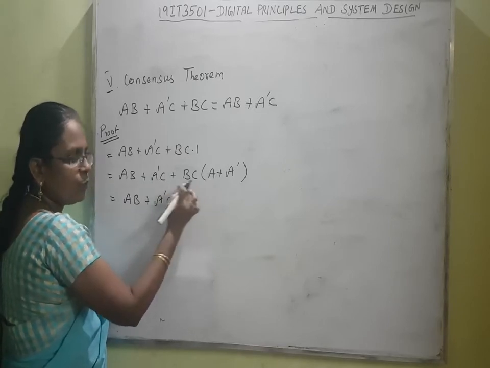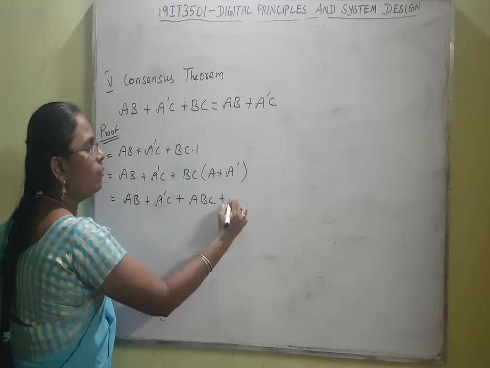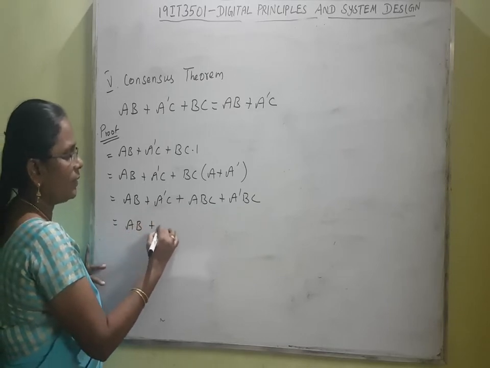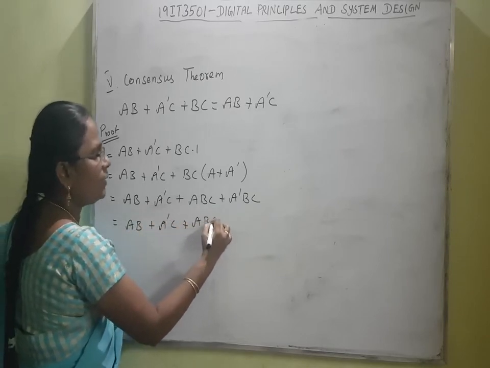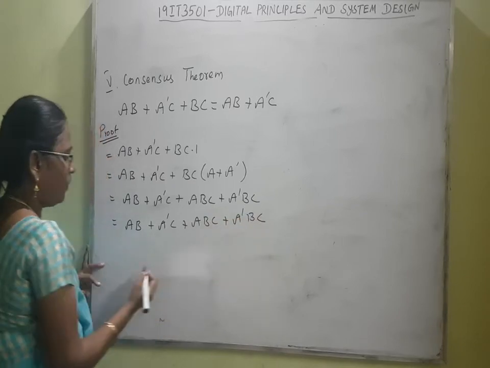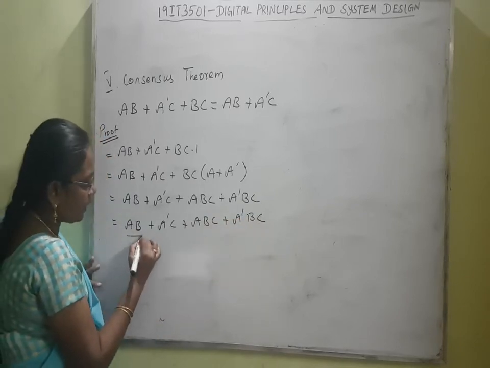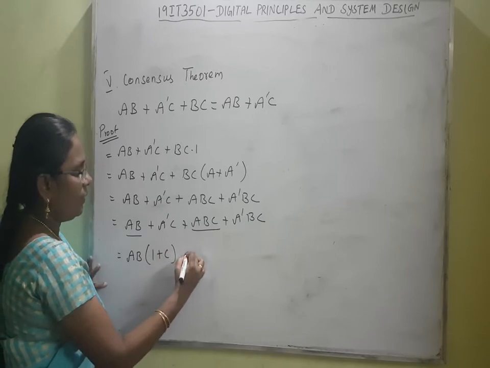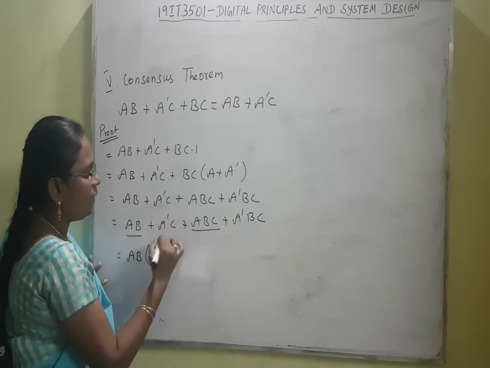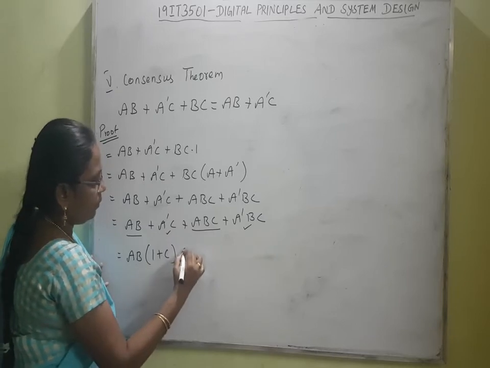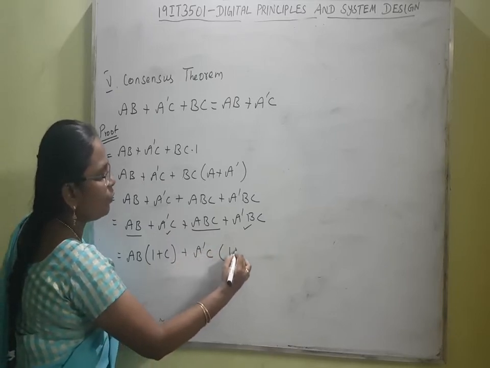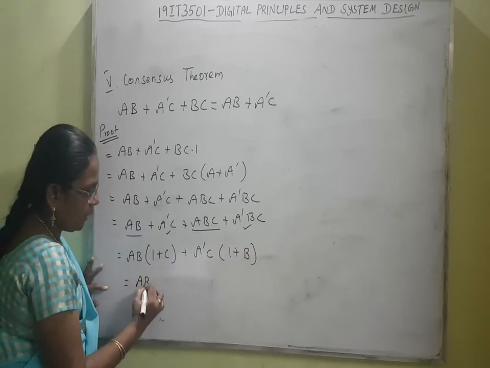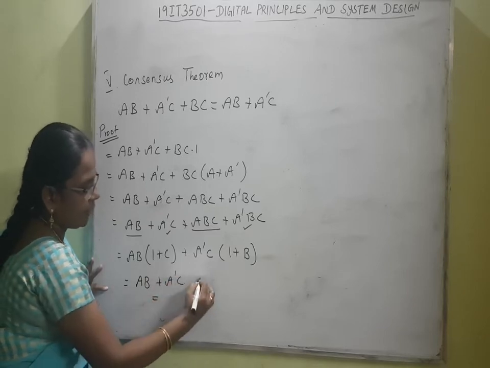When you multiply, always put it in the same order: ABC plus A bar BC. Which is equal to AB plus A bar C plus ABC plus A bar BC. Now let us take AB outside. When you take AB outside, we take these two terms: AB into 1 plus C. Same way, we take these two terms: plus A bar C into 1 plus B. What is 1 plus anything? It is 1. So which is equal to AB plus A bar C. Hence proved.